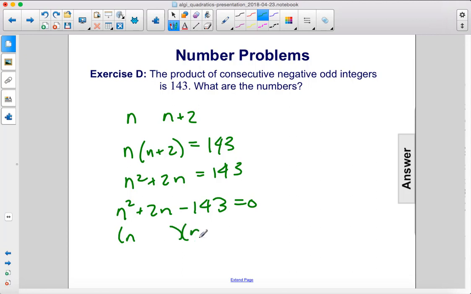Now we'll factor this. There's going to be one positive and one negative number, and they're going to have a difference of 2. So 143 is 13 times 11. Because this one's positive, that means 13 is positive and the 11 is negative, giving us answers of negative 13 and positive 11 here. But what are the numbers? Well, they're going to be negative 13 and negative 11.